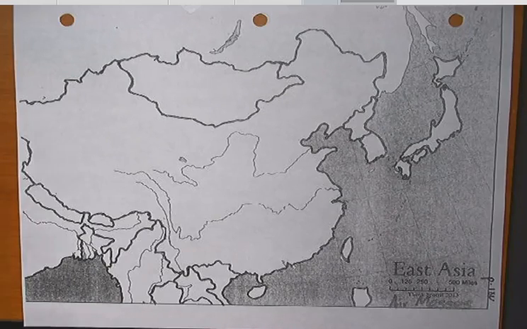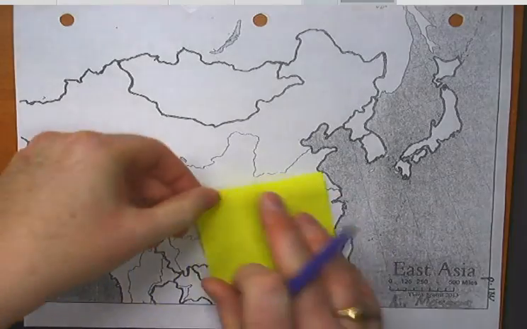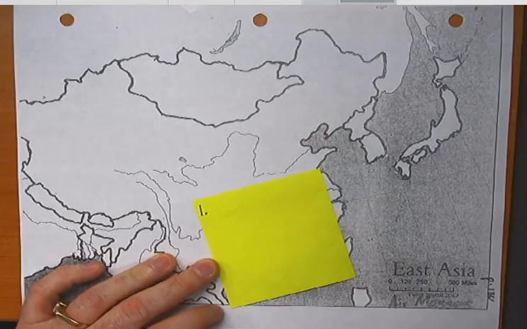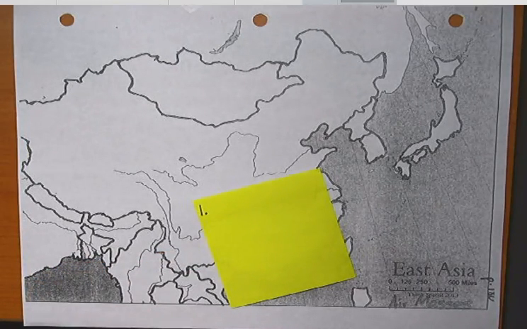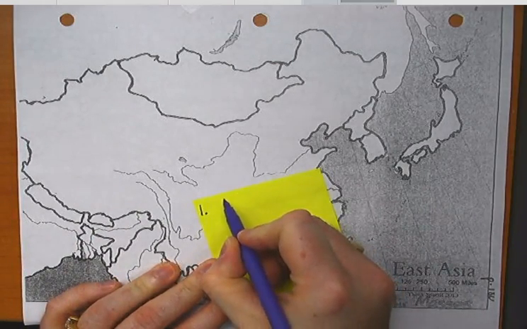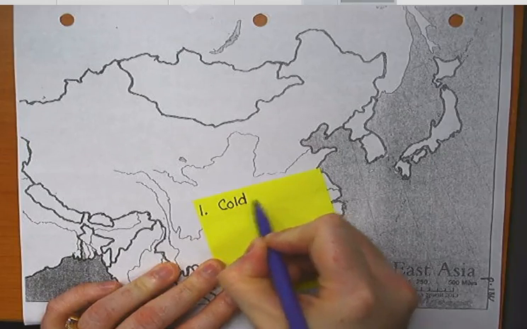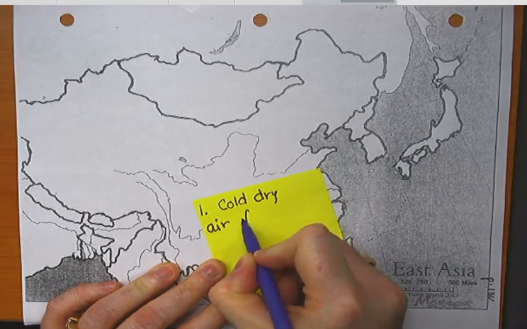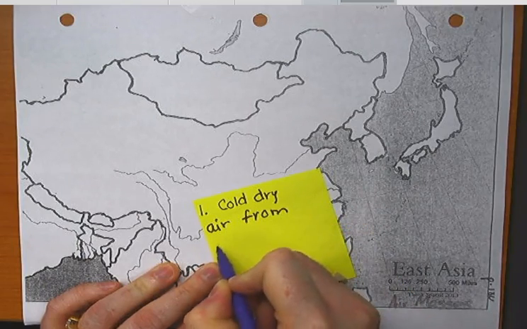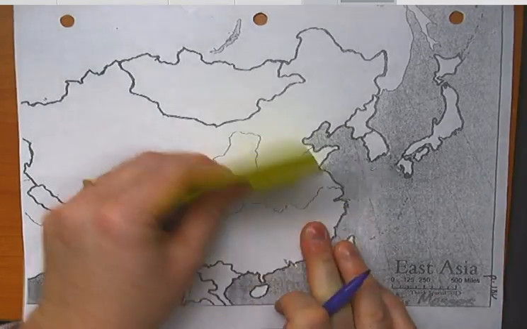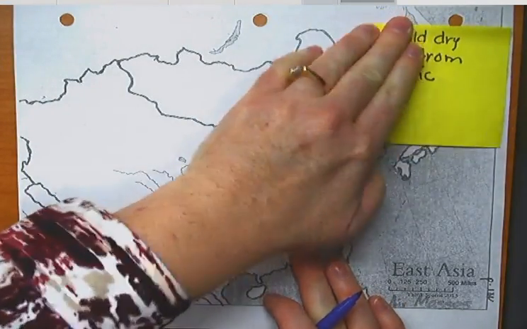The first air mass, we're going to take our sticky note here and put a number 1 on it, like so. And this is an air mass that brings cold, dry air from the Arctic region. So number 1, we're going to put cold, dry air from Arctic. We'll take this post-it note and just kind of tuck it up over in the corner here.